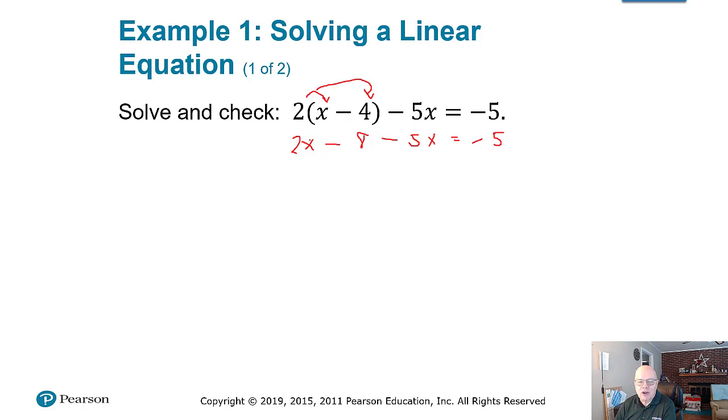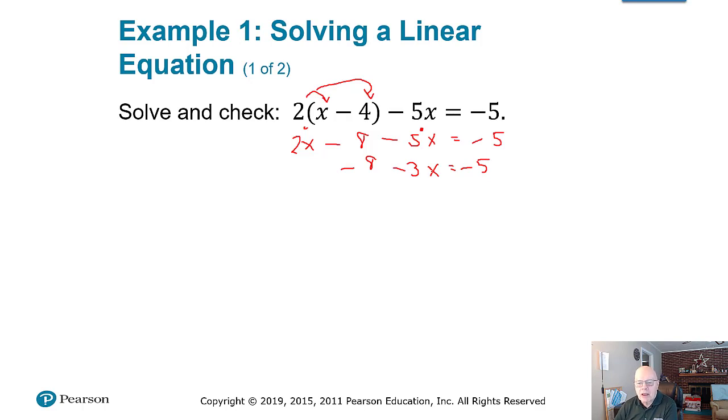Next, take a look at the left-hand side. Notice that we've got an x term here and an x term there. So we can add those together. Adding those together, we get a -3x. We've still got the -8. And we've still got the -5.